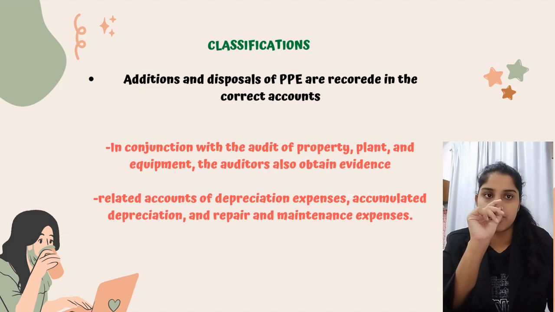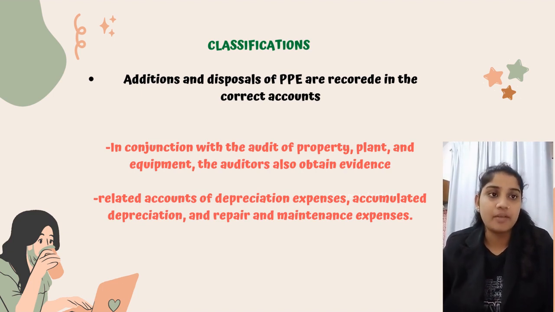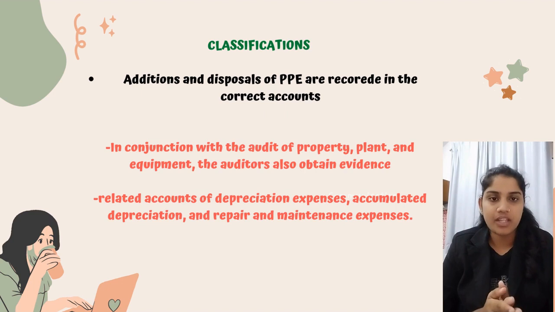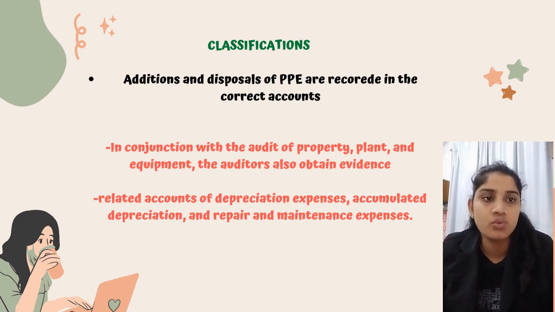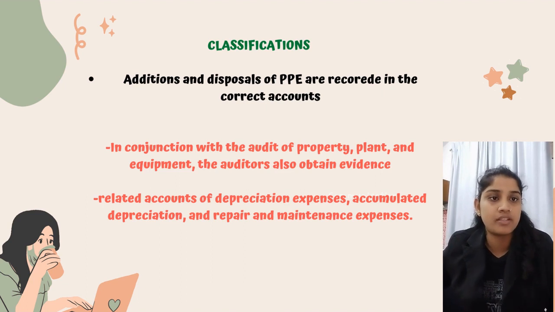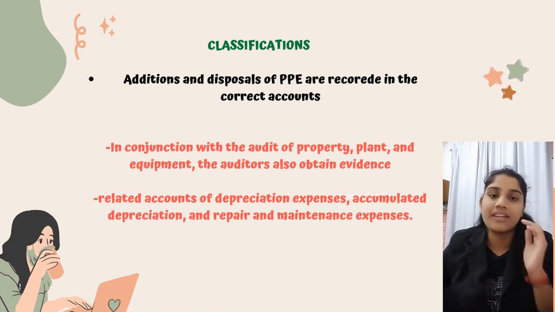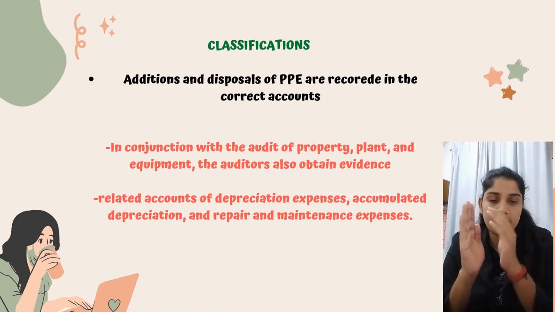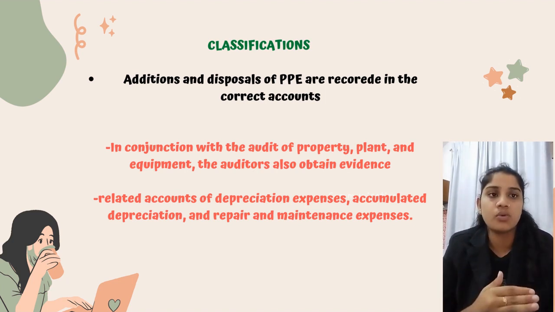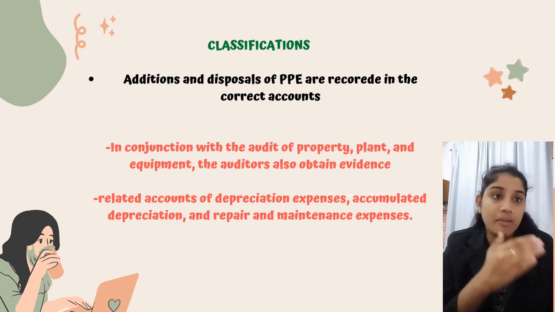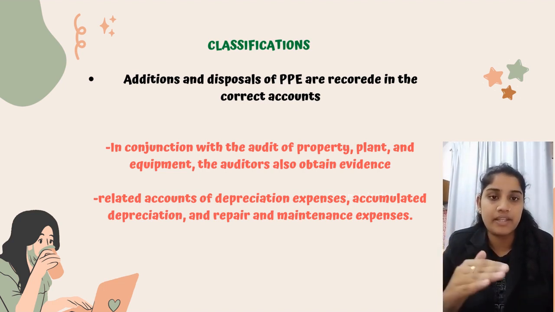Next is classification, which is that additions and disposals of PPE are recorded in the correct accounts. So, in conjunction with the audit of property, plant and equipment, the auditors also obtain evidence related to accounts for the depreciation expenses, accumulated depreciation and also repair and maintenance expenses. So this will all be classified under certain details, for example, depreciation expenses, accumulated depreciation and so on. So all the additions and disposals of property, plant and equipment should be categorized properly under the details in which they are classified.